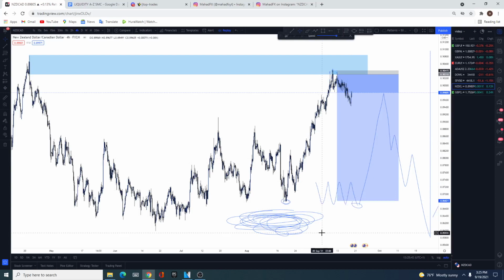So that's why I suggest you use the knowledge that you've learned now, which is that above certain areas of equal highs or resistance and below certain areas of equal lows or support, there's going to be liquidity. Smart money is going to want to take that liquidity to fund their own moves in the market.